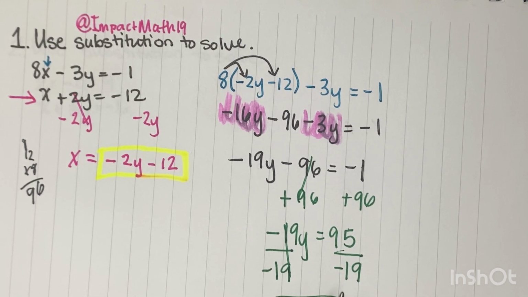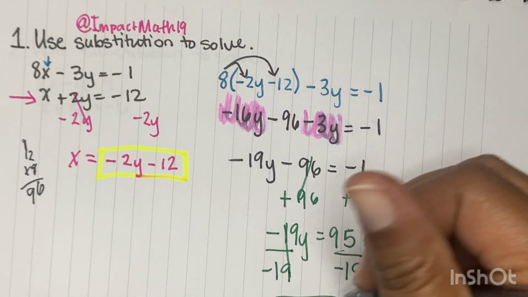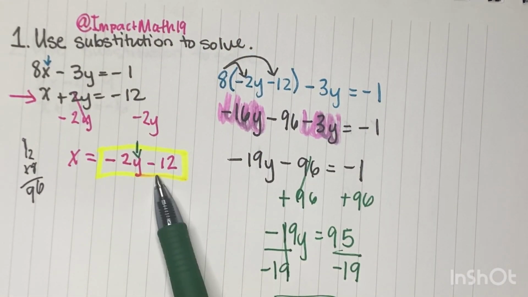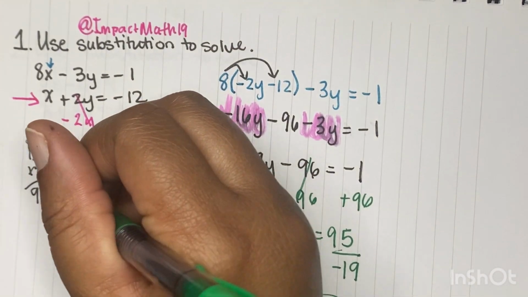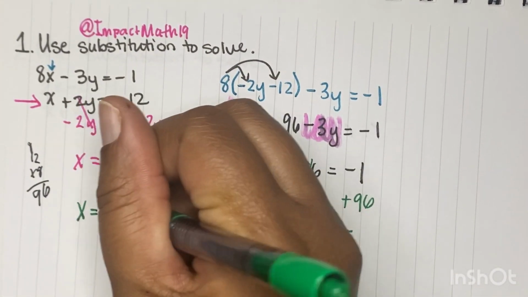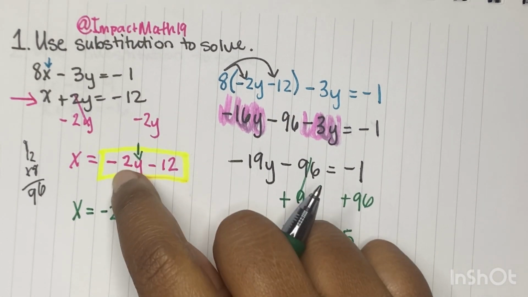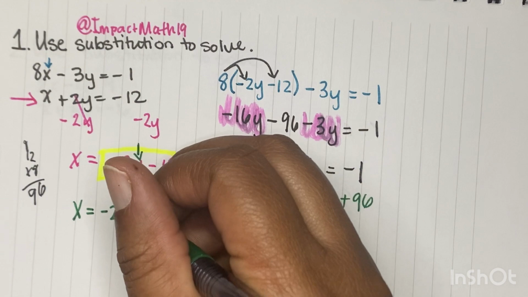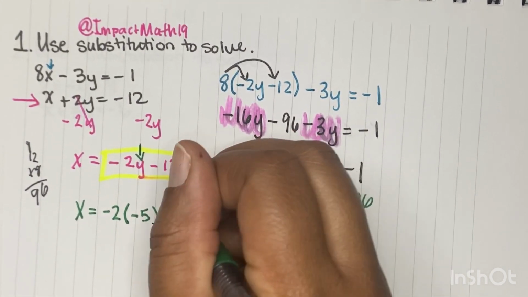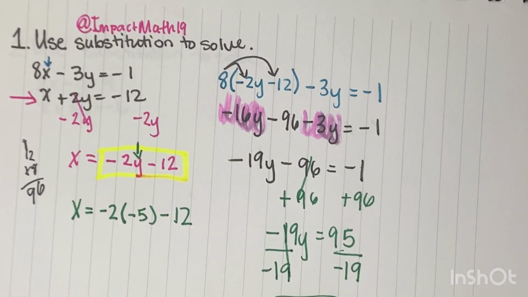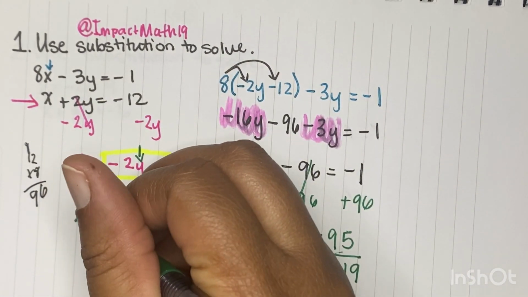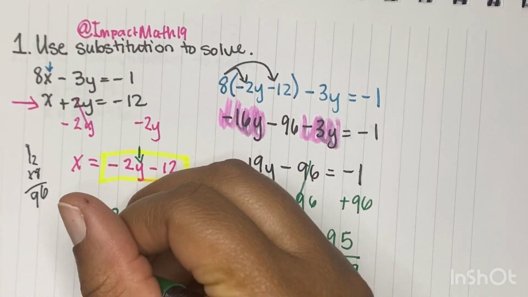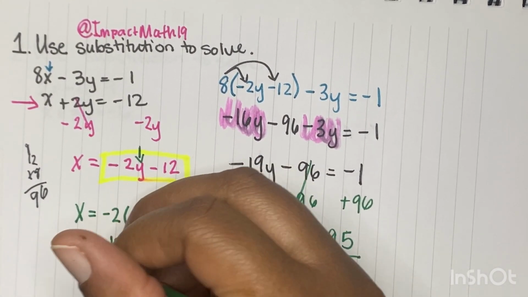Now, remember, we still have an x to solve for. So we can plug this y, substitute it into this equation that we solved for x. So we can say x equals negative 2 times, because whenever you have a number attached to a variable or letter, they're multiplied together. So we could do negative 5 minus 12. So negative 2 times a negative 5 gets us a 10 minus 12. And then x equals negative 2.